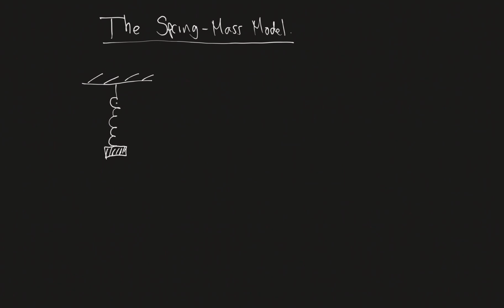Once it stops oscillating, the object is still attached but it's at rest, and we're going to call this position equilibrium. I'm just going to put a little dotted line right here. This is what we refer to as equilibrium. And unless we apply some additional force to the system, it's going to stay in equilibrium.